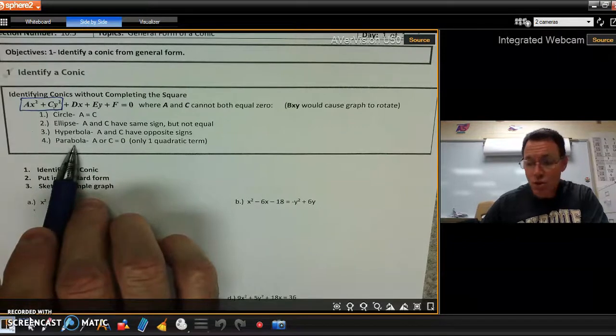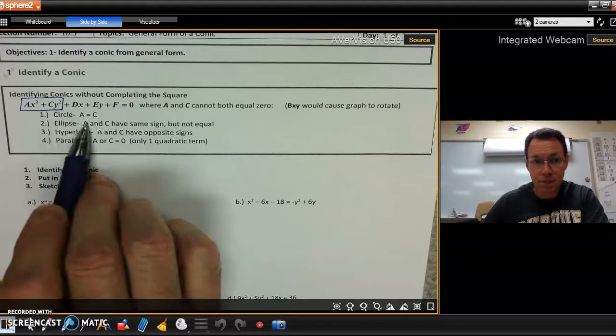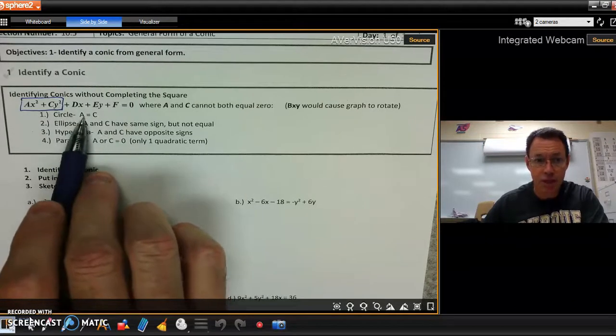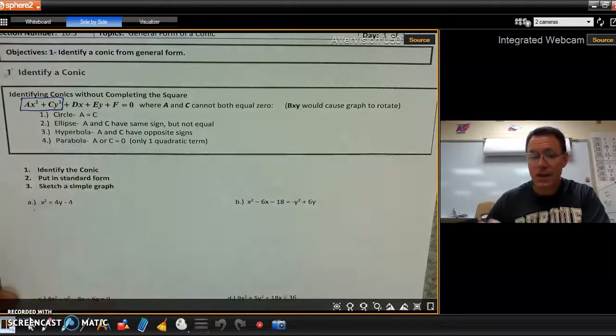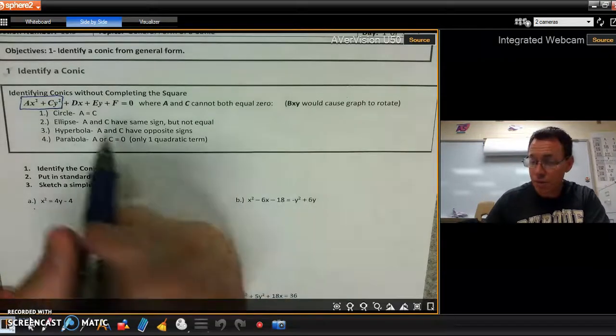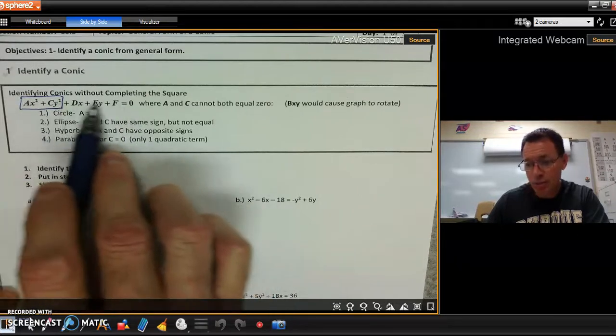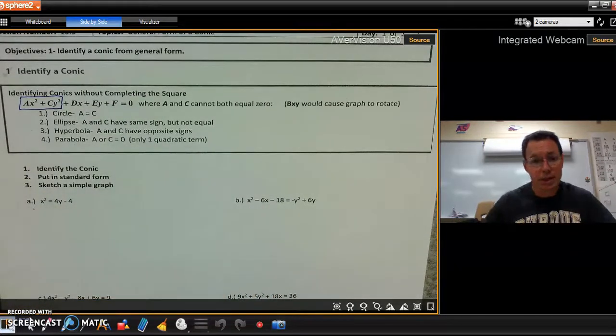A parabola only has 1 squared term. So when you're looking for both of the squared terms so that you can compare the numbers out front and you realize one of them's missing, that's how you know you have a parabola. Okay? So that's it. Those are the 4 rules. That's what we're looking for. Just remember, to be able to use these rules, you need to be in this general form, and then you can rewrite it in the standard form.